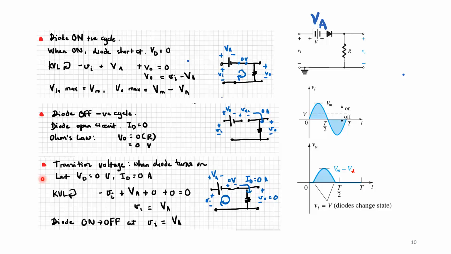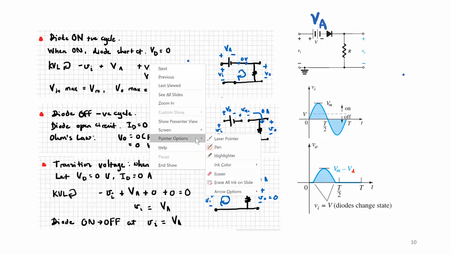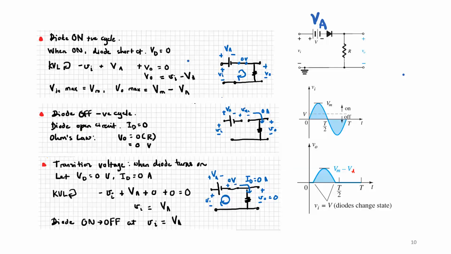This is new for our consideration. I'm just going to highlight it. This one here is important. When you want to find the transition voltage, let VD equal 0 volts and ID equal 0 amps. When I draw the circuit, this diode becomes 0 volts, just like a short circuit, but ID is going to be 0 amps.